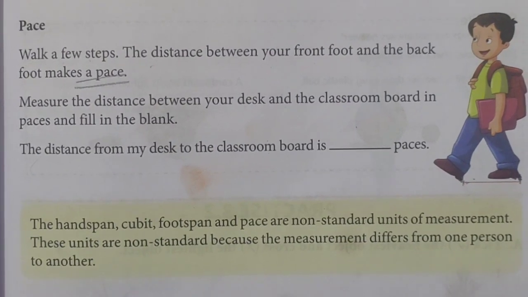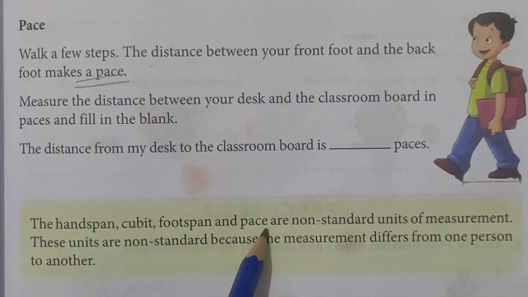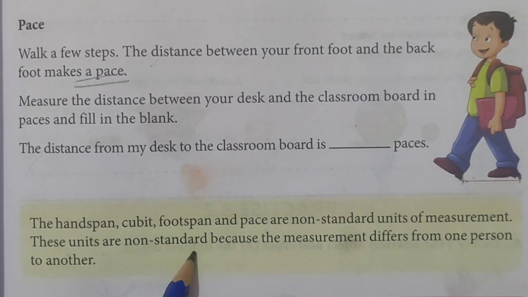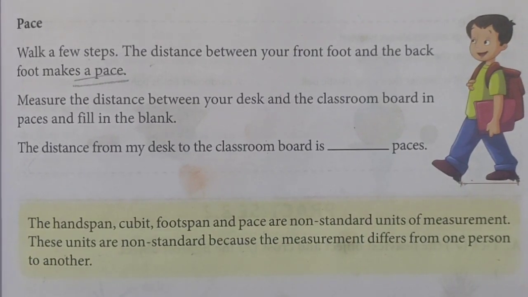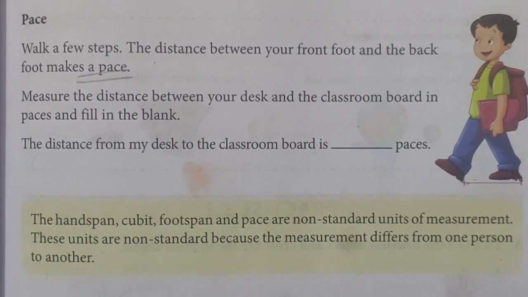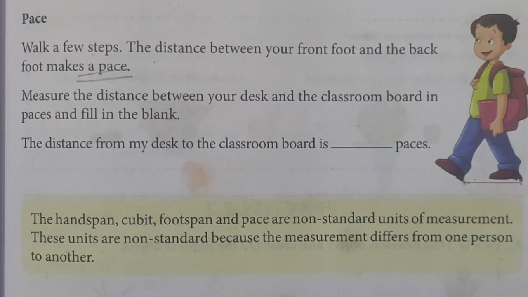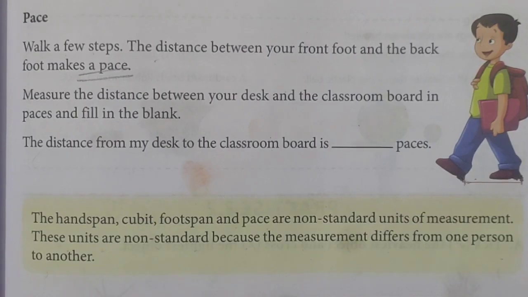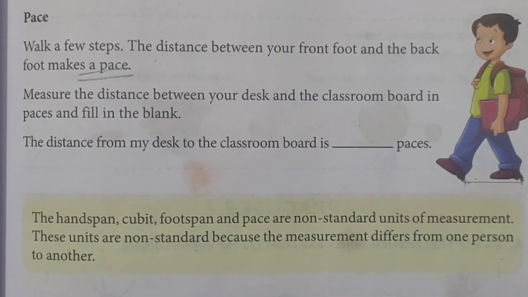That's why the handspan, cubit, foot span and pace are not standard units of measurement. These units are not standard because the measurement differs from one person to another person, as their lengths are different, therefore the measurements will be different. This is not the standard measurement. That is the variable measurement.